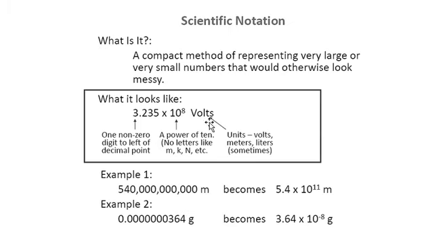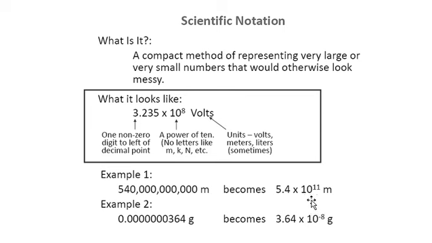Scientific notation looks like this. So you have your number. This is a non-zero digit, which is starting with 3 here in this example. And then you have your decimal point times, and then you have a power of 10. Your base is 10, and then your power, or exponent, is 8. Now we don't have letters like M, K, N, the prefix, and this is your units, of course, in volts.